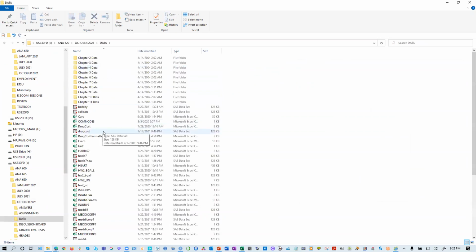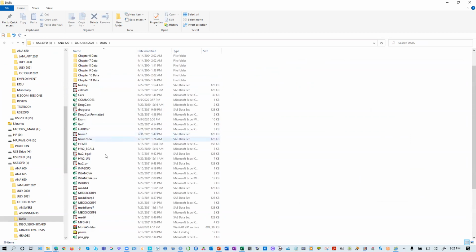When you open it, you can see my data are in CSV as well as in SAS format, both formats. See, Medicope 4. It's in SAS format, a SAS data set. And this is a CSV data set. I'm not going to use the CSV data set. I'm going to use the SAS data set.